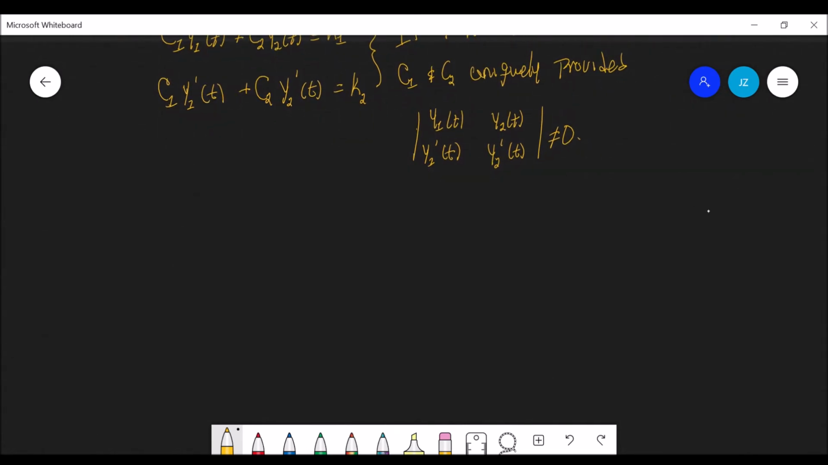However, this is simply the Wronskian of y1 of t, y2 of t, which we've already said is non-zero. And so we can find this C1 and C2.